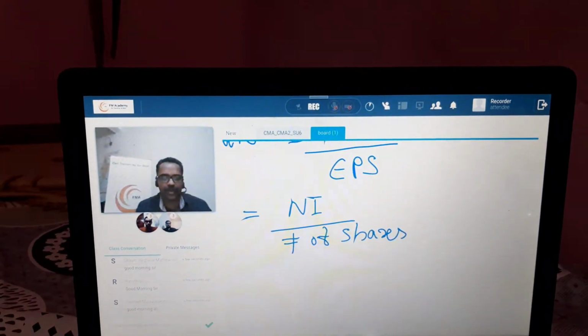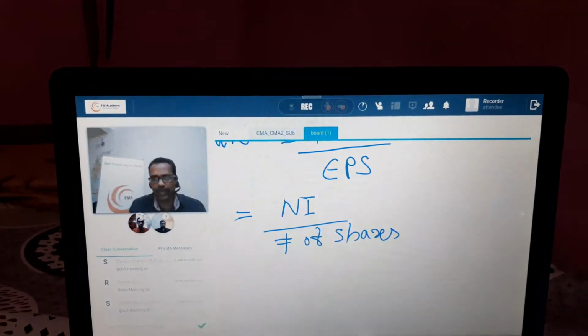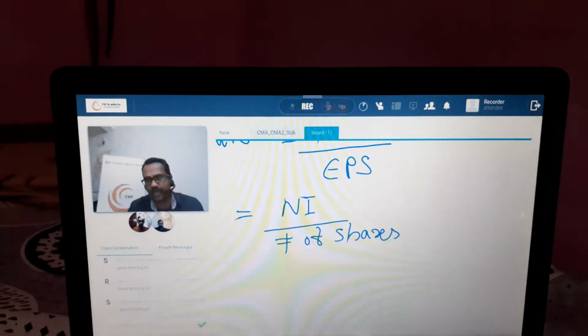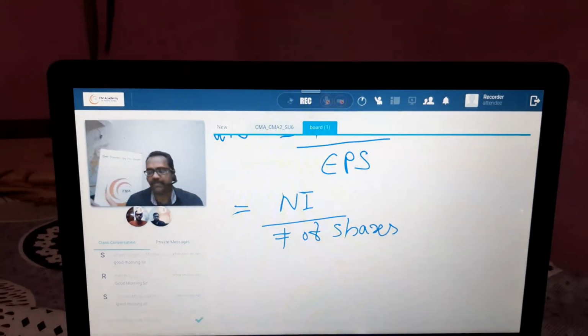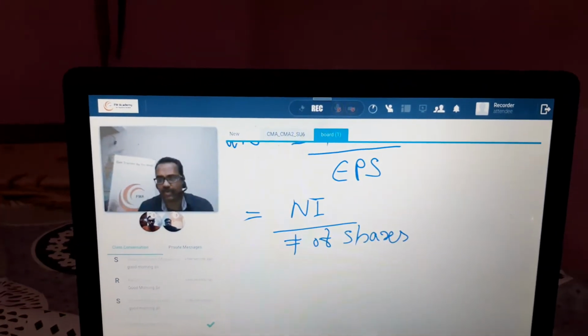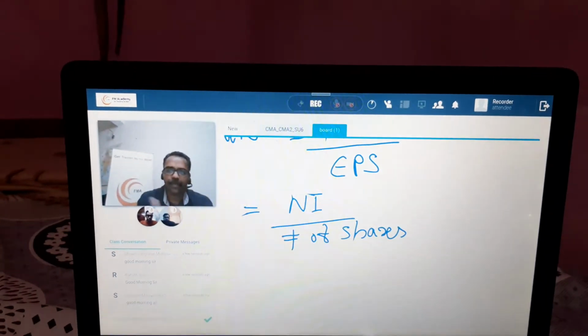Price to earning ratio. If someone says the price to earning ratio is 2 and the EPS is 10, the market price is 10 into this 2.